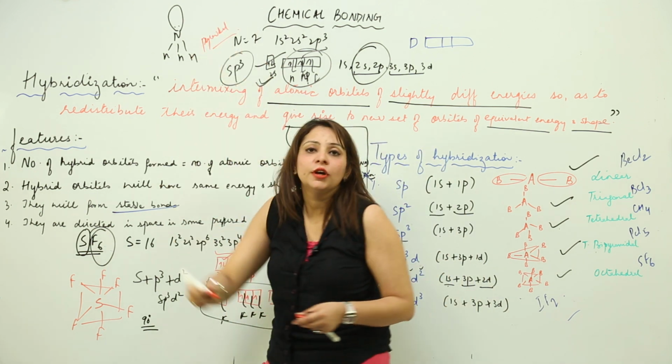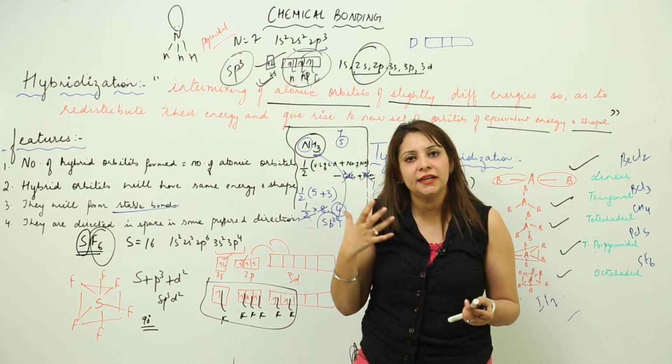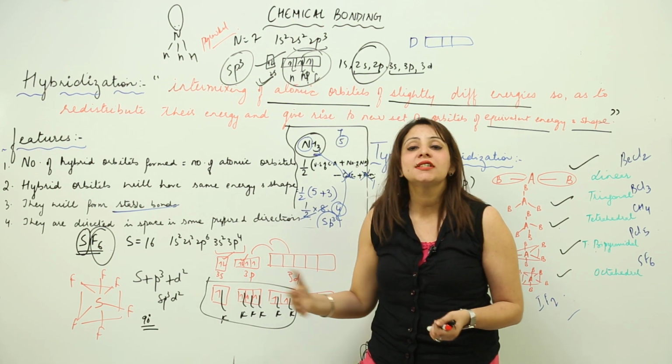So this is how you are going to perform hybridization, and as you saw in this case, excitation is not a compulsory factor. Even half-filled and fully filled orbitals can participate. So this is the hybridization.